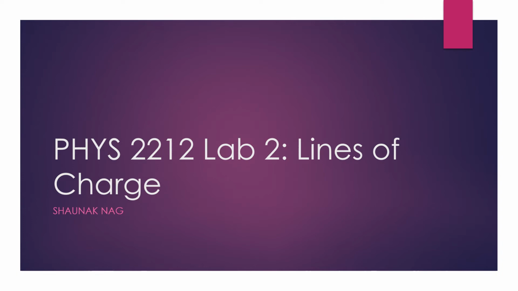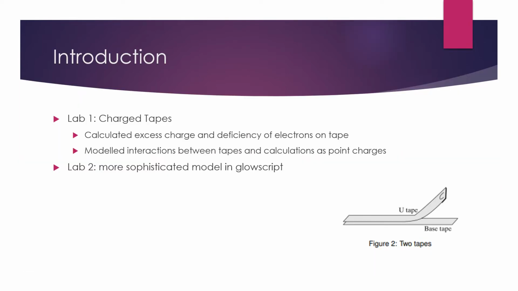Hello, my name is Sean Nog, and today I will be discussing Physics 2212 Lab 2, Lines of Charge. In this lab, we'll be going off of Lab 1, which is about charge tapes. And in that lab, we calculated the excess charge and deficiency of electrons on a piece of tape as it interacted with another charged piece of tape.